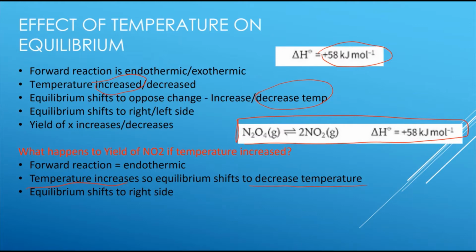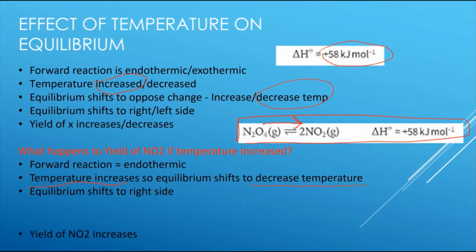So to oppose that change, to decrease that temperature, you should be moving it towards the endothermic direction, as obviously that would absorb energy and decrease temperature. So equilibrium would shift to the right side. I can say it would shift in the forward direction, and as the equilibrium is shifted to the right side, more products will be formed, so the yield of NO2 would increase. So this is the structure of answering this type of question.